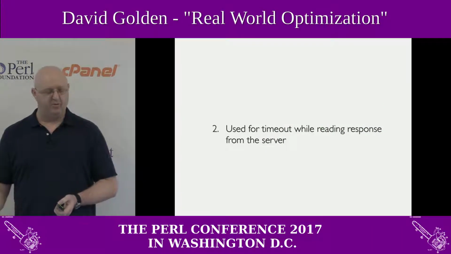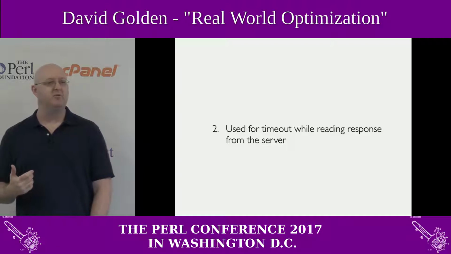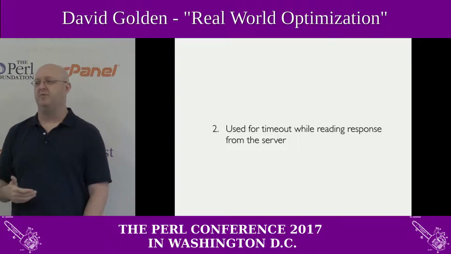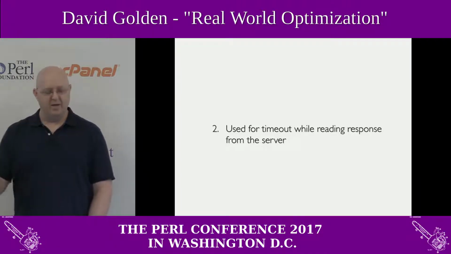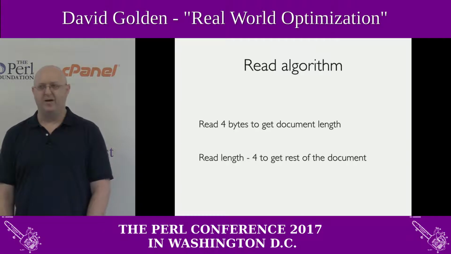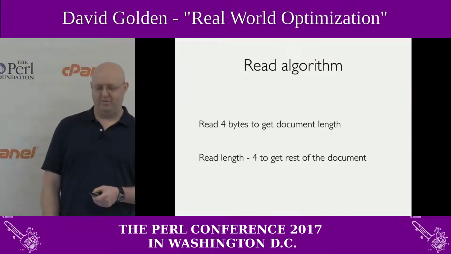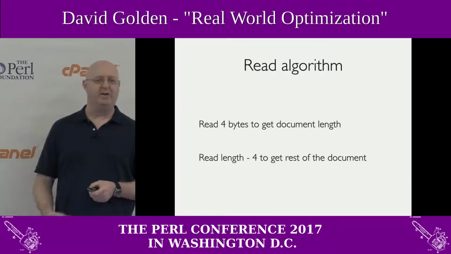The other use of the timeout is when we're reading responses from the server. We send a write, and the server sends back something that says, yep, got the write, it was applied, everything's okay. So why were there 2 reads for every response? It turns out that the read algorithm looked like this: first, read 4 bytes to find the document length of the response, and then read length minus 4 to get the rest of the document.